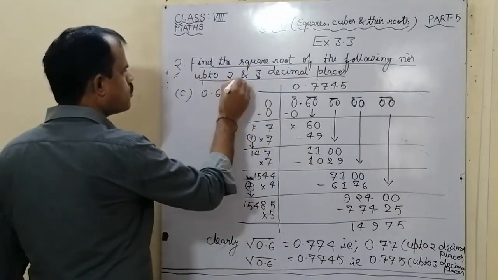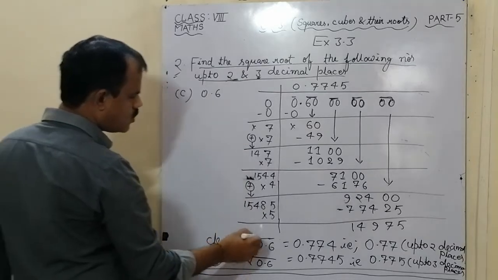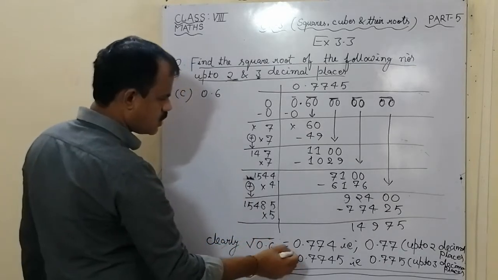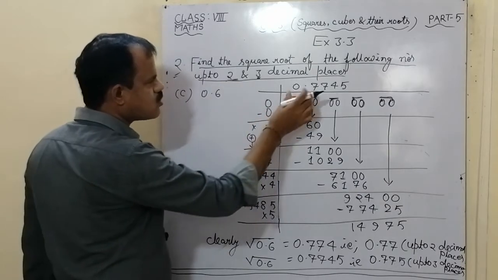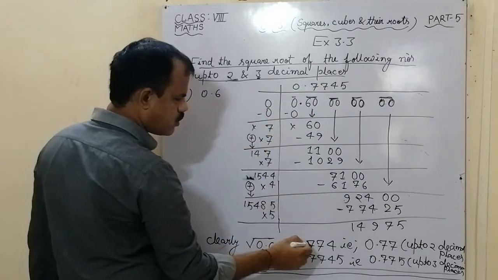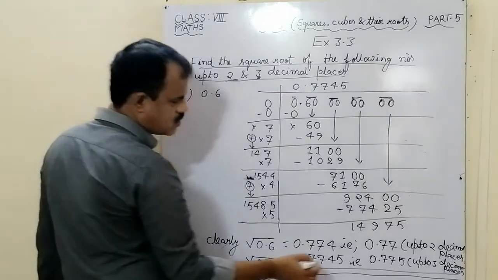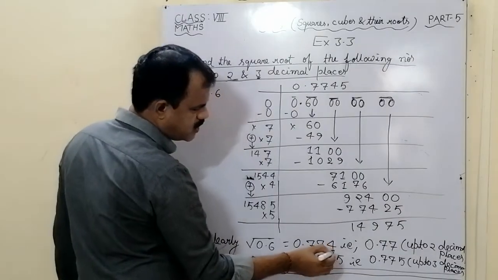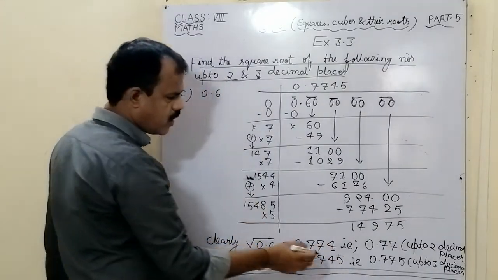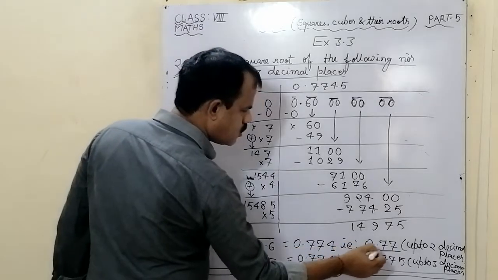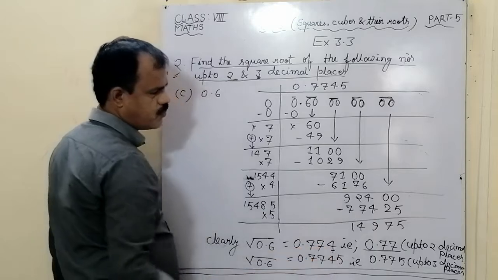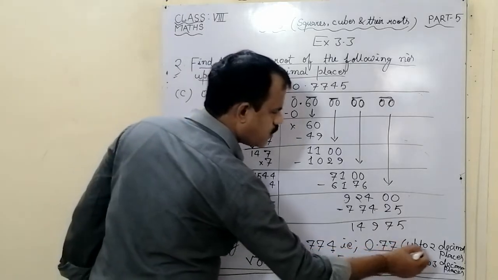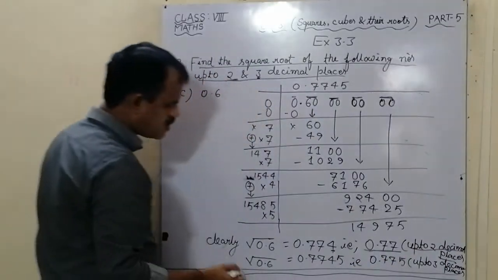First we have to write 2 decimal places of root 0.6. So it becomes 0.6. For 2 places we take 3 places, 0.774. Students, look here, the third place number is less than 5, so we write 0.77. Simply we remove this 4. So this is the answer up to 2 decimal places.